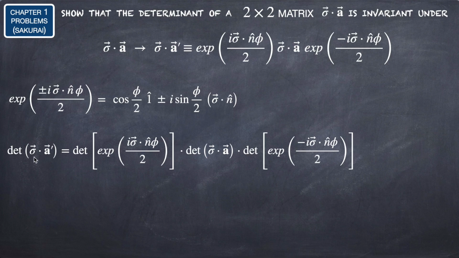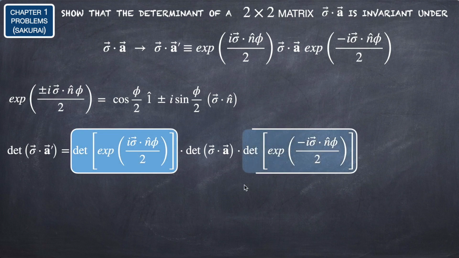And how can we calculate the determinant of sigma a prime? Since sigma a prime is a product of matrices, its determinant is going to be the product of the determinant of each matrix. So the determinant of this exponential with positive sign, the determinant of sigma a, and the determinant of this exponential with a negative sign. Okay, so we need to find these determinants.